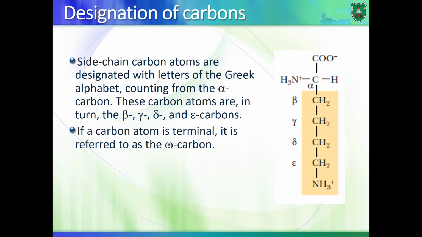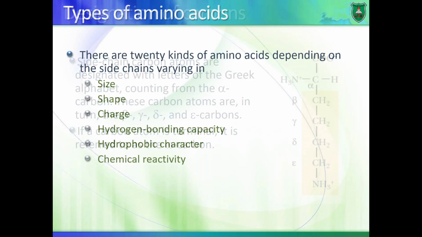The R groups of amino acids can be in a chain structure, and carbons can be designated with Greek letters. The alpha carbon is the central carbon. This is followed by a beta carbon, gamma, delta, and epsilon. If you have a carbon at the end of the chain, this is known as the omega carbon. Just like fatty acids, where we talked about the alpha carbon and the last carbon being the omega carbon, and that's why you have omega-3, omega-6, and omega-9 fatty acids.